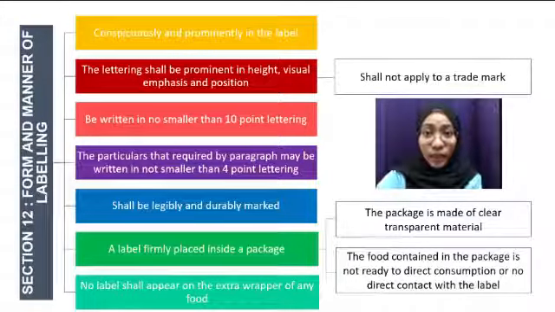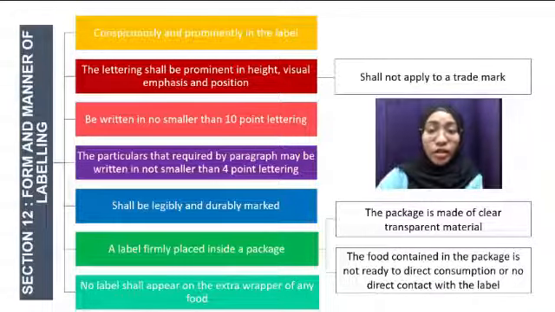I will explain about section 12, which is the manner of labeling. There are 7. First, conspicuously and prominently in the label. Second, the lettering shall be prominent in height, visual emphasis, and position. Third, the name should be written in no smaller than 10 points letter. Next, for the nutrition information, address or ingredients, not smaller than 4 points letter.